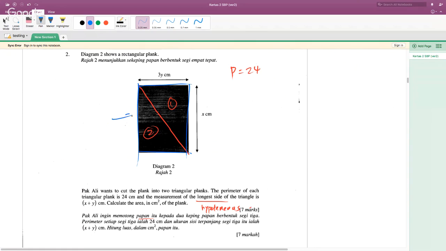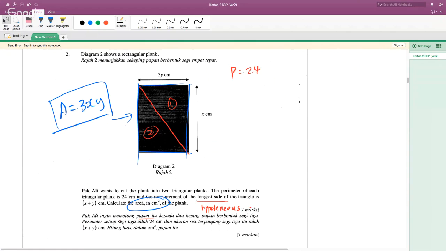The area for this one is very easy. Area is basically 3y multiplied by x, so you get 3xy. After we find x and y, we're going to substitute into here to find the area, because this is our ultimate goal. This is the objective of solving this question, to find the area.